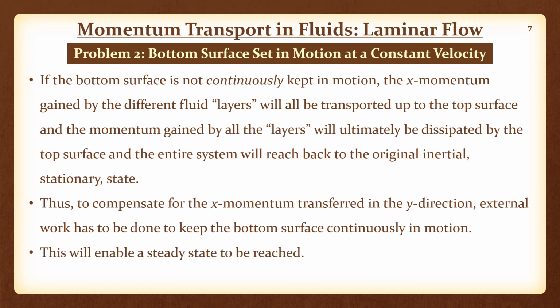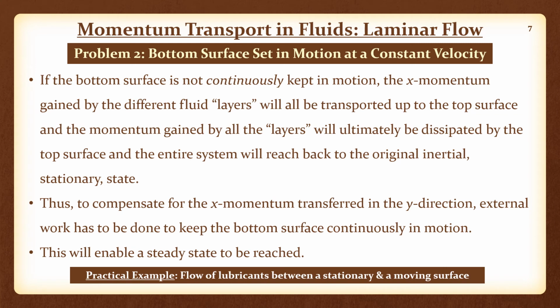This will enable a steady state to be reached. And this is something that you see. So when you have a stationary surface and a moving surface adjacent to each other, what happens is you use these lubricants to minimize this friction, to buffer the friction that would be experienced between two solid surfaces. That friction will be much larger, and it will get dissipated as so much heat, and then eventually it will start causing damage to these machine parts.